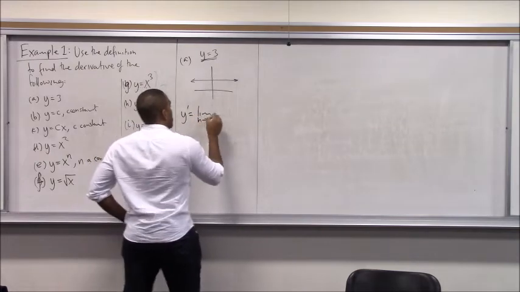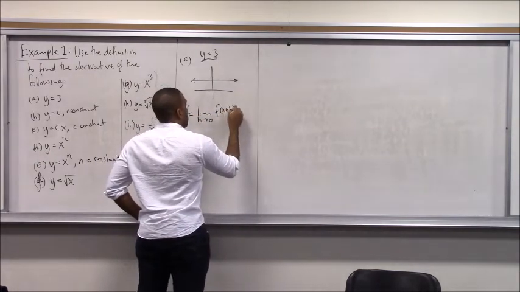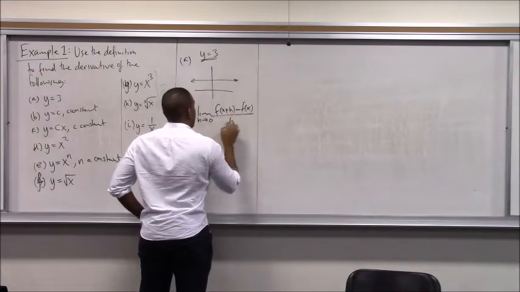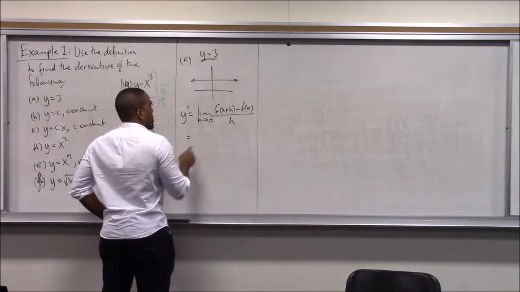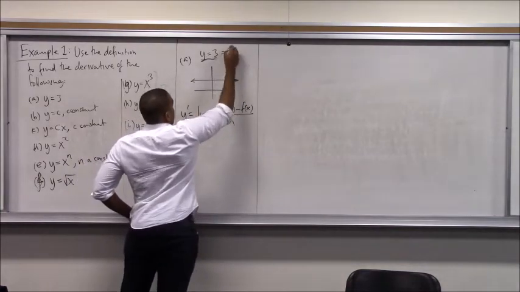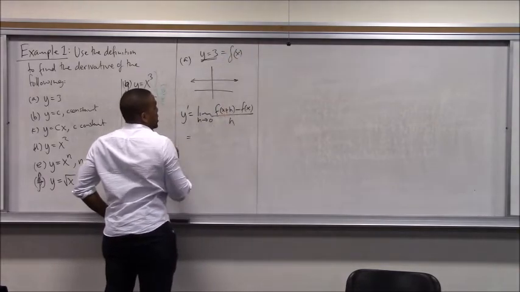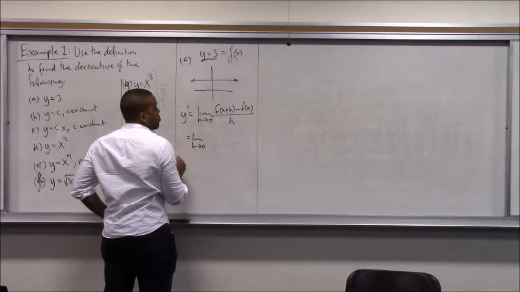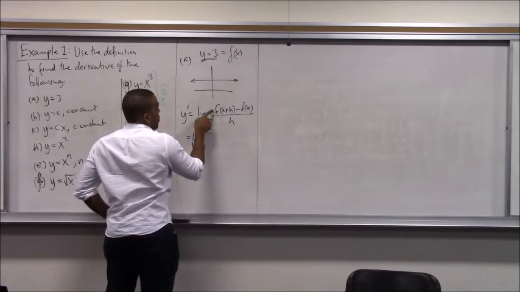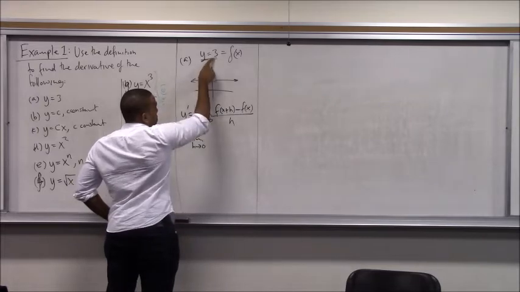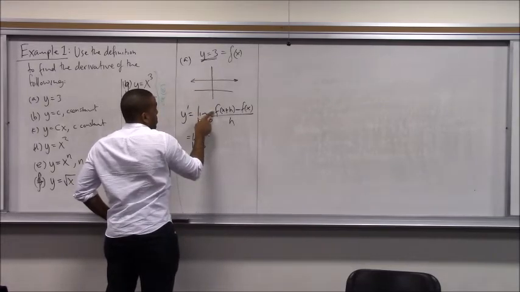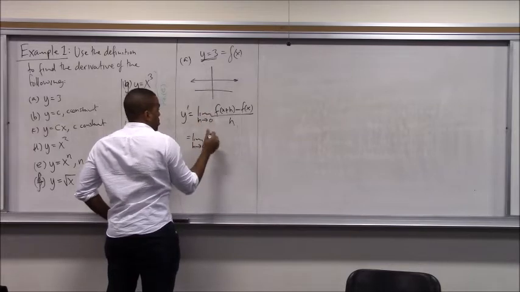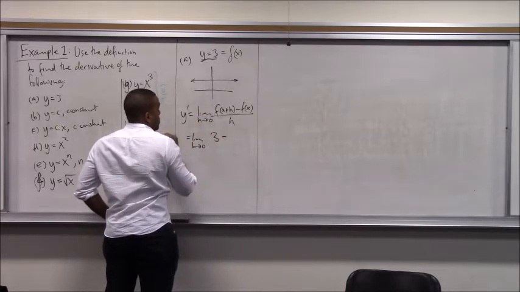via the calculations. So we're going to do the limit of f of x plus h minus f of x over h, right? The limit part is important. So if this is our f of x, what is f of x plus h? If 3 is f of x, what is f of x plus h? Here, it's the same line. It's 3. What is f of x? 3.